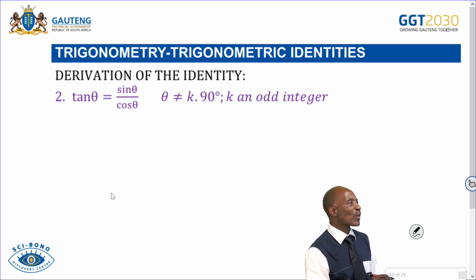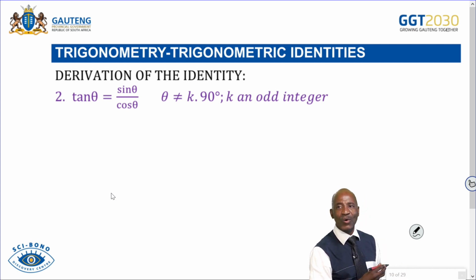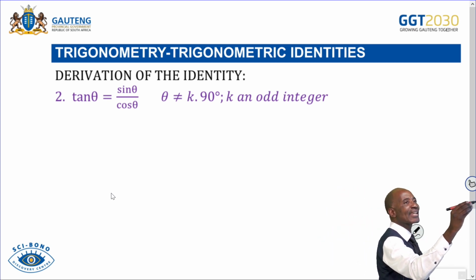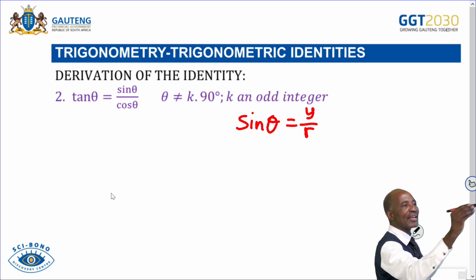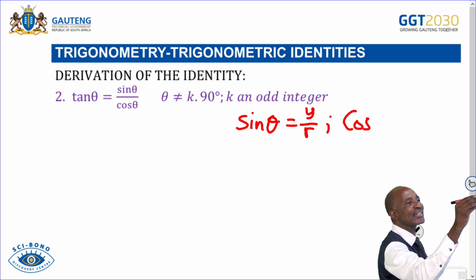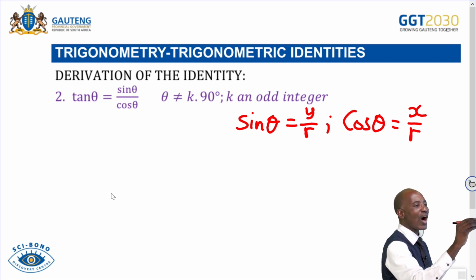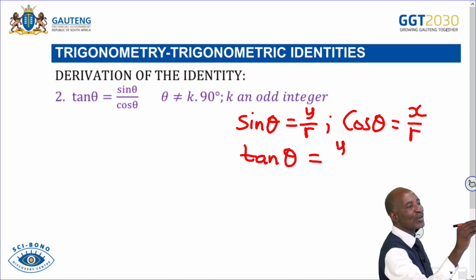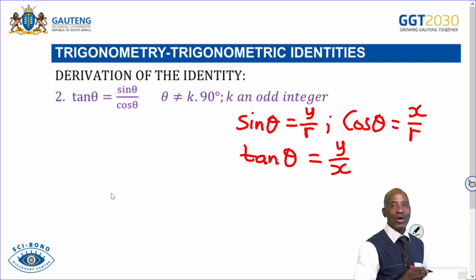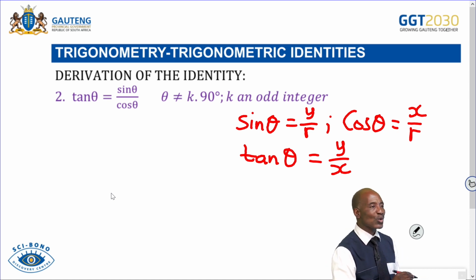Now, having said that, we are going to move on to the next identity that needs to be proven. But let's remember what we said earlier on. We agreed earlier on that our trig ratios are: sine theta is equal to y divided by r, if you still remember. And then our cos theta is equal to x divided by r. Otherwise, our tan theta is always equal to y over x. That is the opposite side divided by the adjacent side, with reference to the sketch that we saw earlier on.